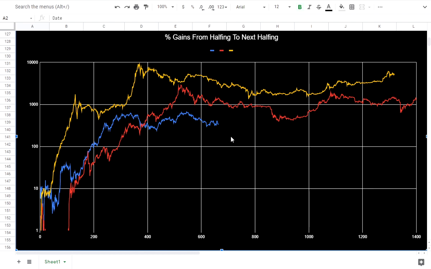So we do expect the next halving in 2024. And that could be somewhere between another 750 to 800 days. And 750 days is just over 2 years. So that would put us somewhere around May of 2024.